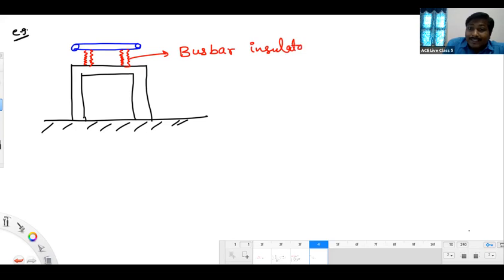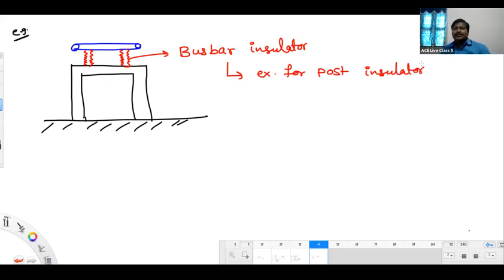This is the best example for a post insulator. A bus bar insulator is one of the best examples of a post insulator we can see.